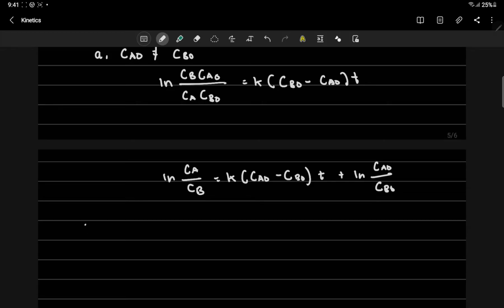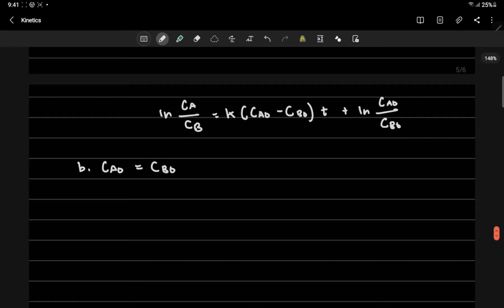Now the second situation is what I mentioned earlier, wherein the concentrations of A and B are equivalent. So what if that is the case? In this case, you can actually find that this will just reduce to 1 over the concentration of A equals 1 over the initial concentration of A plus KT, which was our original case in the table.